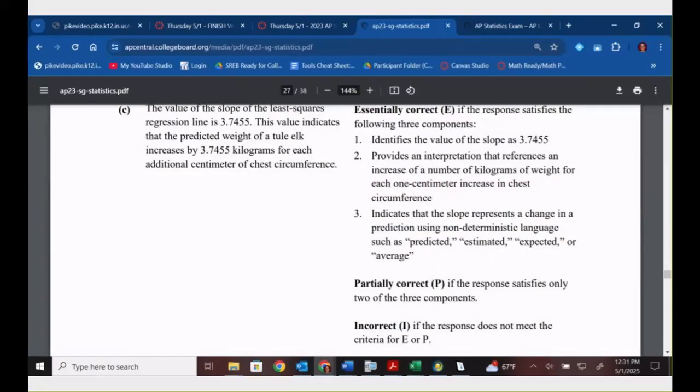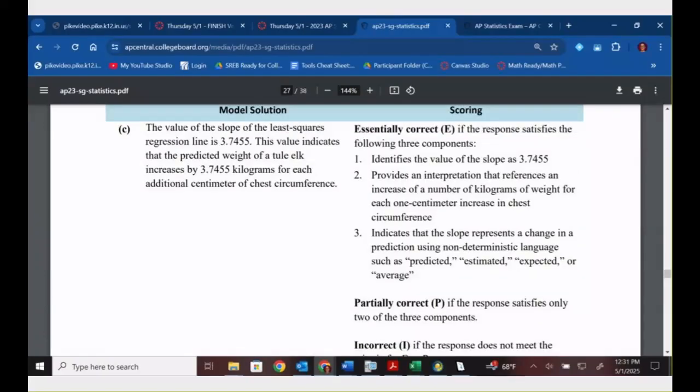There are 3 components on part C. Identifies the value of the slope as 3.7455. Component 2 provides an interpretation that references an increase of a number of kilograms of weight for each 1 centimeter increase in chest circumference. That is the interpretation of the slope.